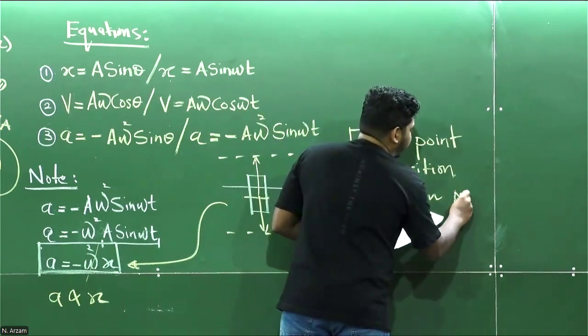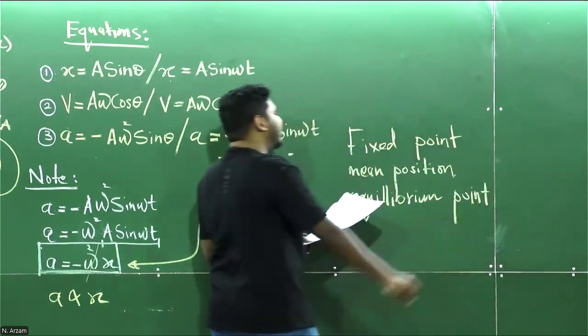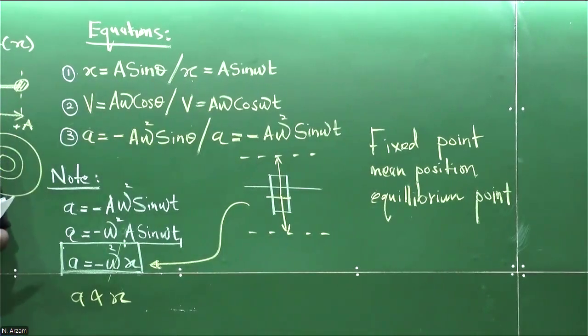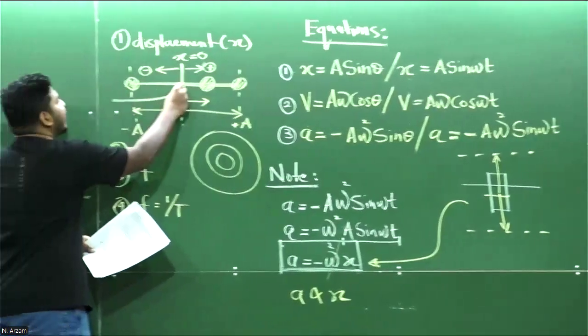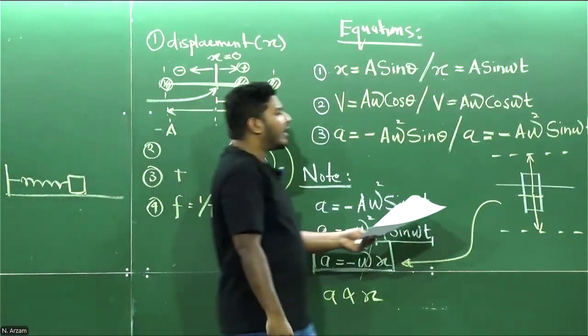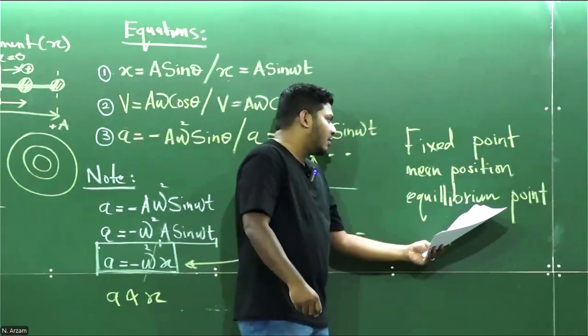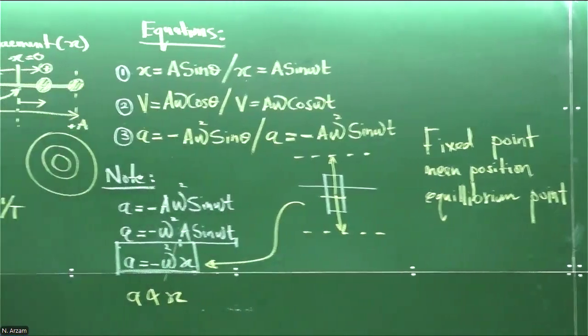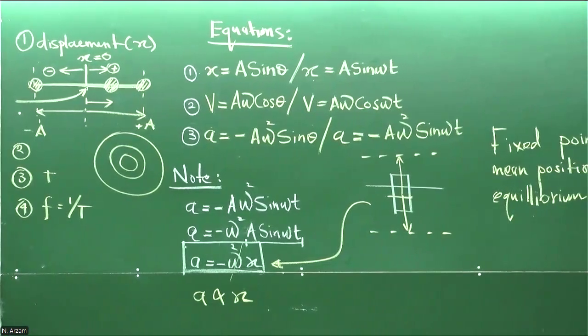Equilibrium point. These three words are the same. That means they all mention the same point. This is the fixed point, the center of the motion. The center of the motion is known as the fixed point, the mean position, or the equilibrium point. So those are the things in simple harmonic motion, guys.